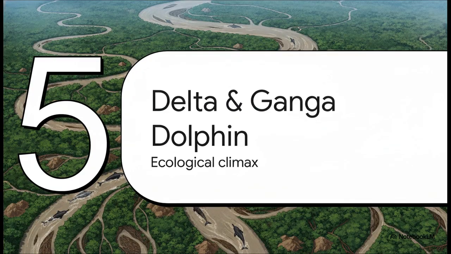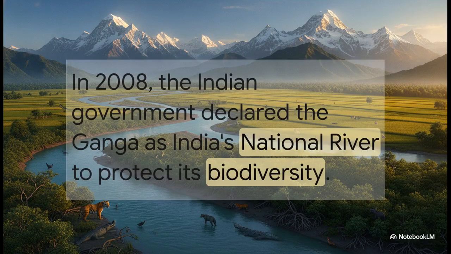Finally, Section 5, the Delta and Ganga Dolphin, the ecological climax. So we've reached the climax of this entire journey. Choking on billions of tons of sediment, the river finally loses its pushing power. It splinters. The Hooghly flows south through India, while the main branch flows east into Bangladesh, where they call it the Padma. Together with the Brahmaputra, they form literally the largest delta in the world, the Sundarbans.